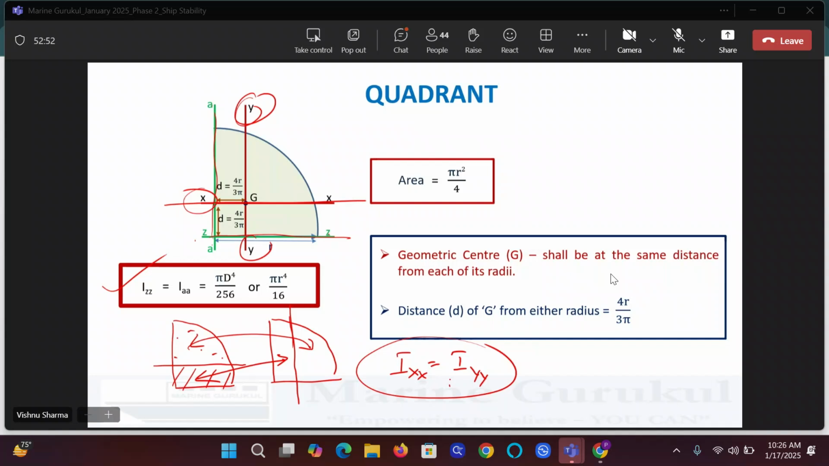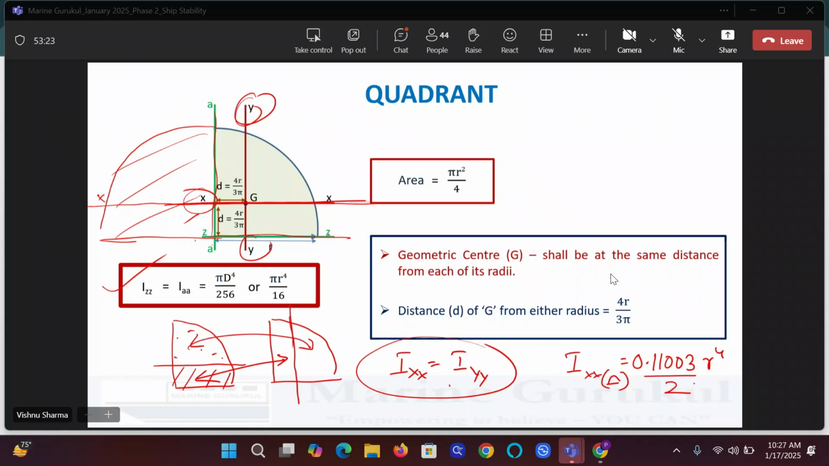Now, guys, when I had a semicircle here, you can refer to the sheet that I have shared. What was the moment of inertia about XX? IXX of a semicircle was how much? 0.11003 r raised to power 4. Now, I am retaining the same axis, but I am removing half the area. So what will happen? Moment of inertia will become further half. Yes or no?